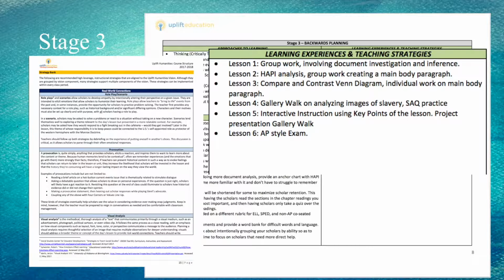So in this unit, I have a few examples. I'm using interactive instruction using key points. I'm also using 2 gallery walks, one with the project and one analyzing the images of slavery. I also have some cases where scholars will be using the shared tools strategy as well as group document analysis activity. No matter what you choose, make sure you are engaging scholars in multiple ways.